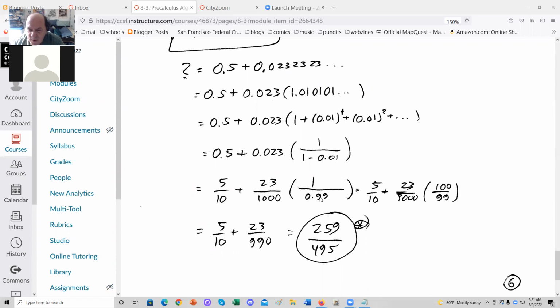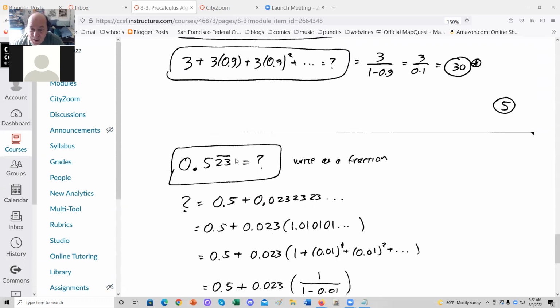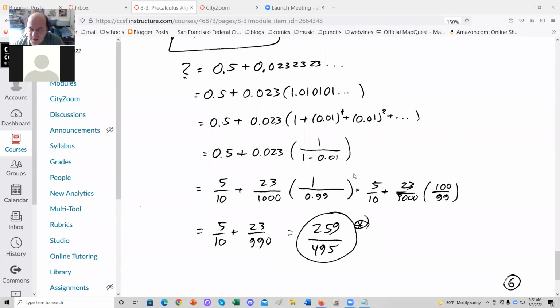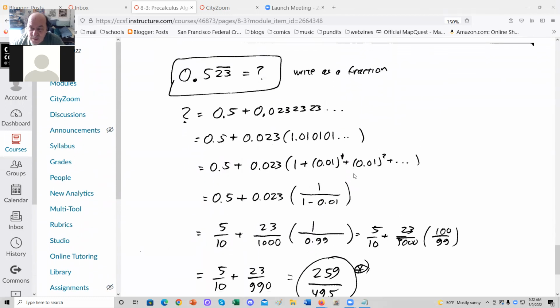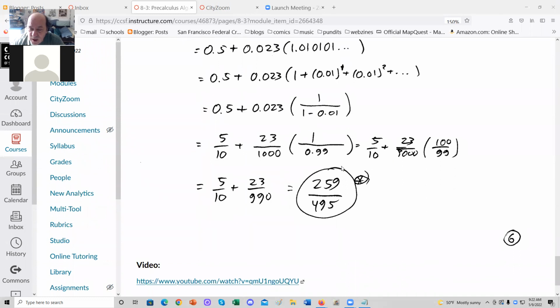Okay. Now, if we're going to write this as a fraction, we have to make sure to write this in fractional terms. 5/10 plus 23 over 1,000 times 100 over 99. And now, okay, I could just push this into a calculator and get back this fraction, which achieves nothing. We want to write it as a ratio of integers. Well, okay, 23 over 1,000 times 100 over 99. The hundreds cancel, left with 23 over 990. Then using basic fraction arithmetic, we get 259 over 495.